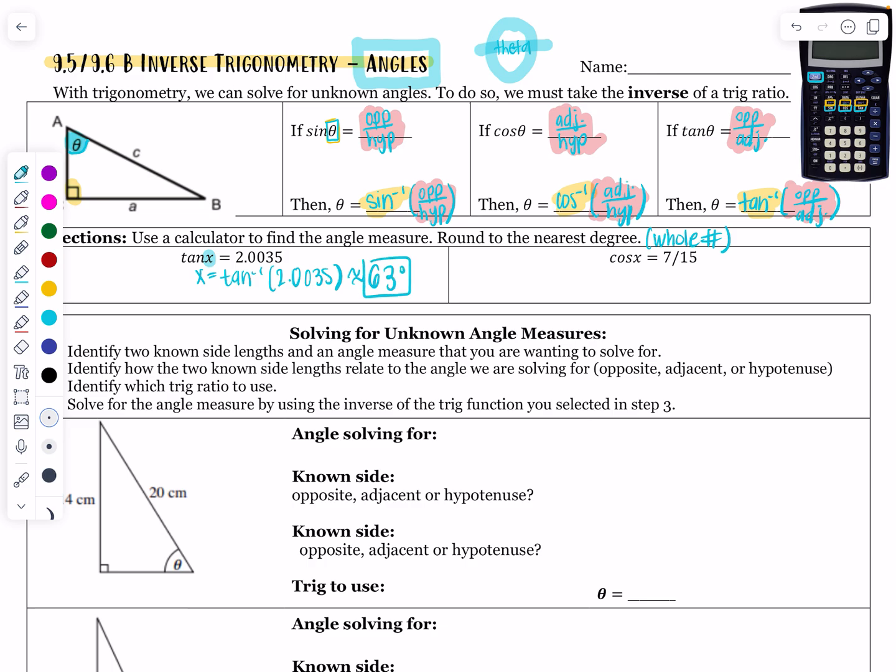We can also do that with cosine. On this other problem, we're trying to find x if the cosine of x is equal to 7 over 15. So this is a fraction, and this can also be done with a fraction. You take the inverse cosine of both sides, so x is the inverse cosine of 7 divided by 15. So second cosine, 7 divided by 15. Rounded to the nearest degree is going to be about 62 degrees.